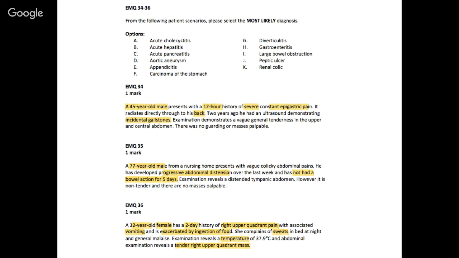We'll talk about cholecystitis later, but female, not necessarily in her 40s, but in this case she's in her 30s, right upper quadrant pain, worse with eating food, and right upper quadrant mass as well.